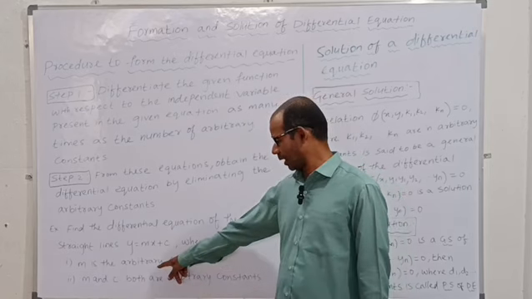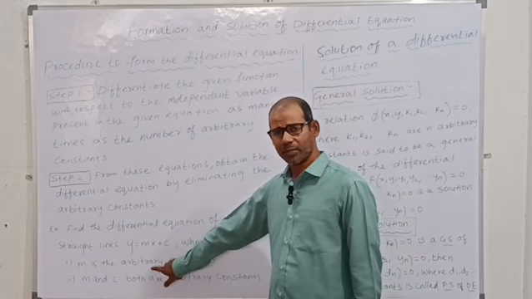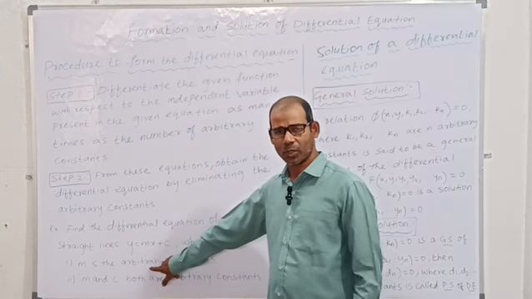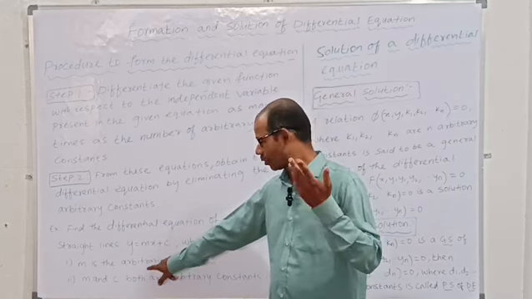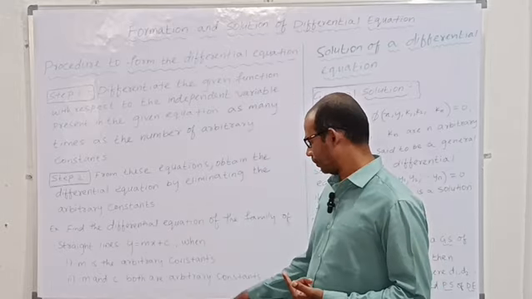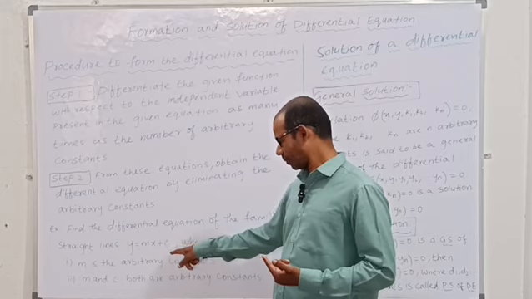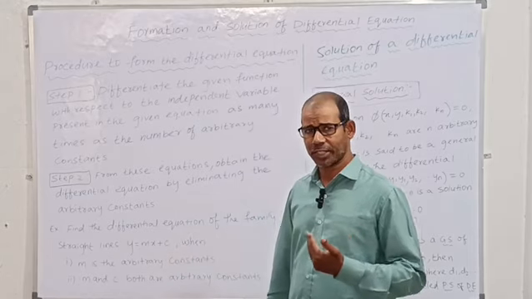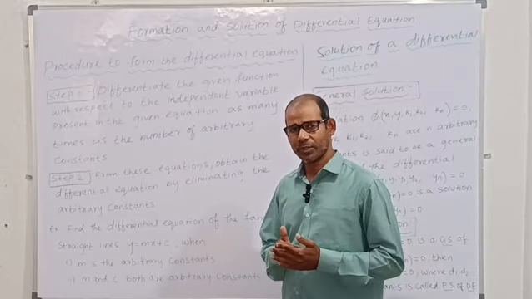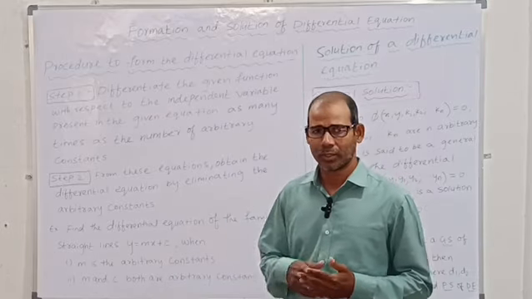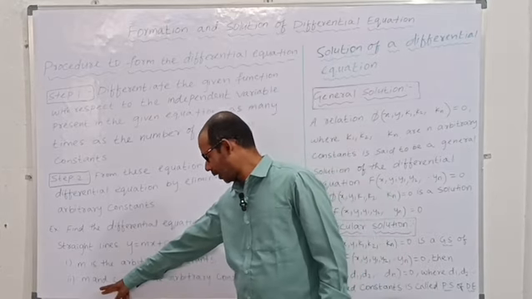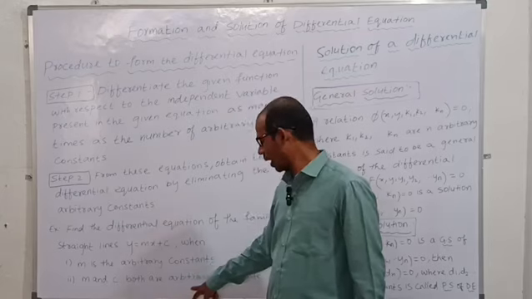Now to obtain the differential equation for this, since there is only one arbitrary constant m, you have to differentiate only one time. Then if we use this equation and the differentiated equation and eliminate m, you will get the differential equation. Similarly, here in the second question, both m and c are arbitrary constants.